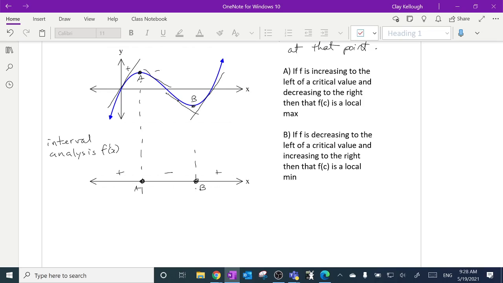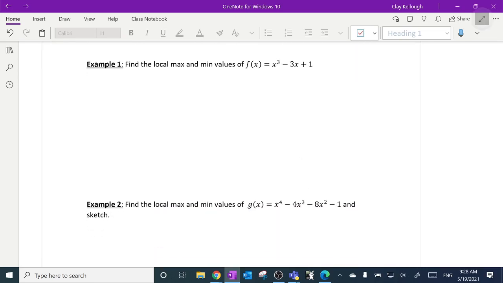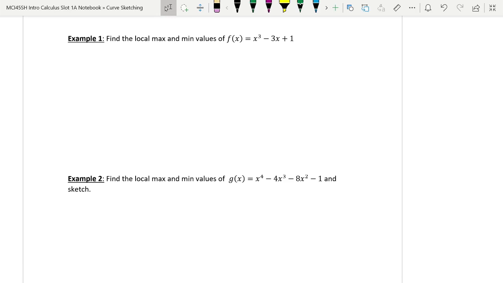So let's do a couple of examples, and this will be kind of a short lesson today. It's a short class anyway, and then we'll call it a day after that. So let's find the local max and min values of x cubed minus 3x plus 1, and they call this unit curve sketching. Let's actually make a sketch. I could probably make you a very rough sketch just looking at this thing, right? What do I know about it? Well, I know that it's cubic, which means that it's an odd function, so one arm goes down, the other arm goes up.